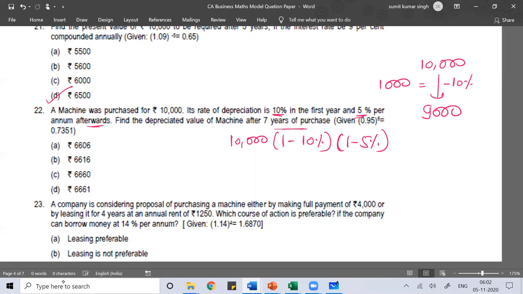Okay, so they're asking you the value after 7 years. For the first year it is 10%. Then after that, 5% for every year for the next 6 years. So this is 9,000 into 0.95 to the power 6. So this is 9,000 into 0.7351. Use a calculator to find this value.